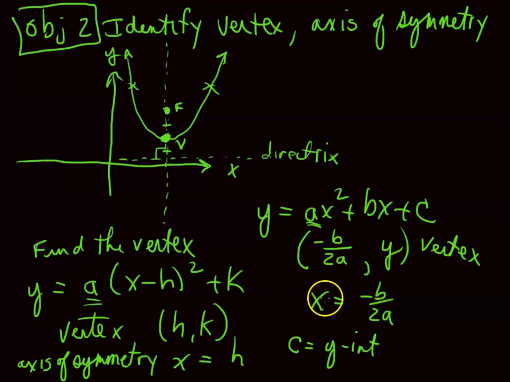In fact, how do you find the x and y-intercepts? The y-intercept is when x is 0. That's why y equals c. The x-intercepts are when y is 0. And so you solve for 0 equals ax squared plus bx plus c, or 0 equals a times the quantity x minus h squared plus k. But that's the next objective.